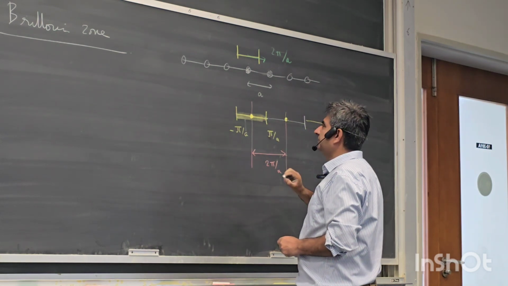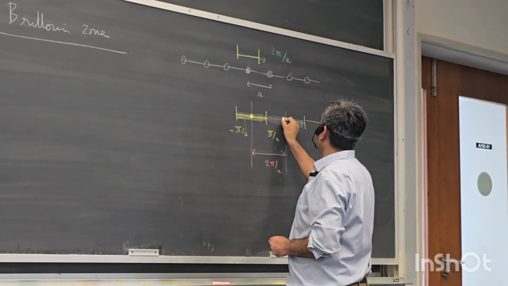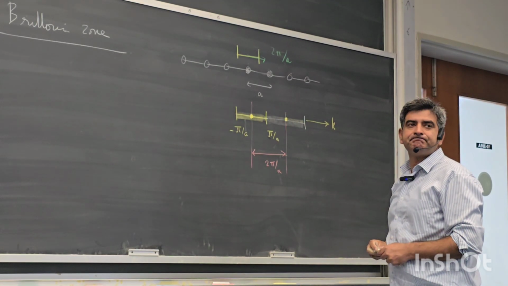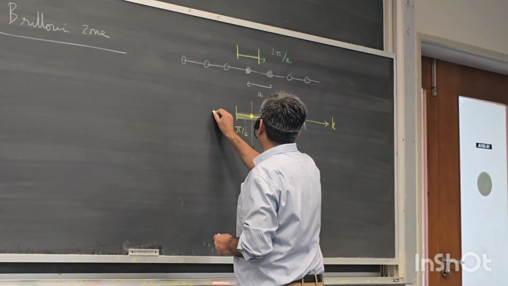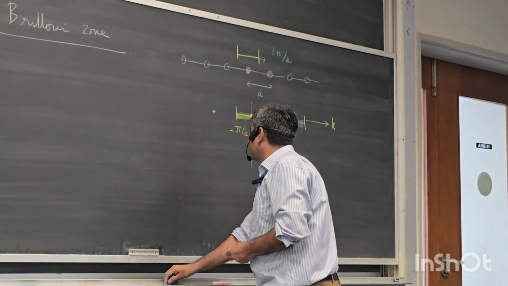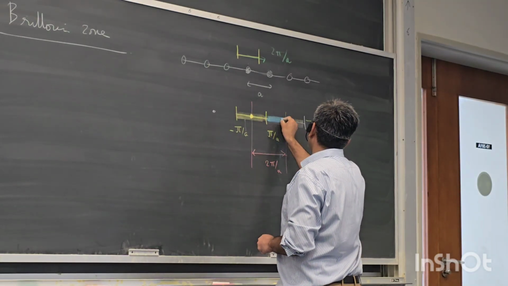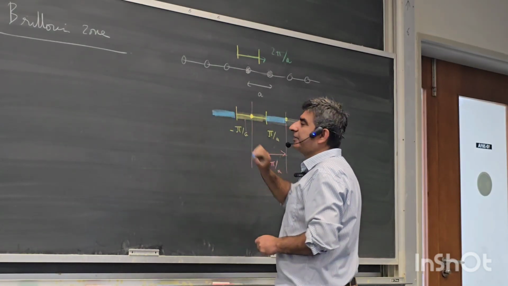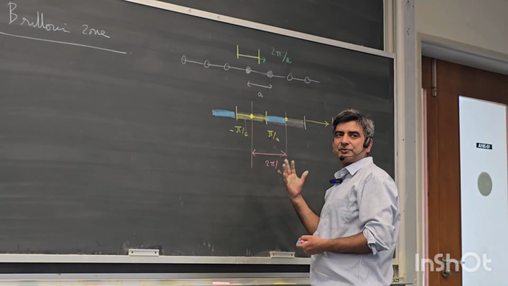In fact, the second Brillouin zone can be drawn here. In fact, it's slightly more complicated. The second Brillouin zone is this much. This one, because this is equivalent to this. This is my second Brillouin zone, and then third Brillouin zone, and so on.